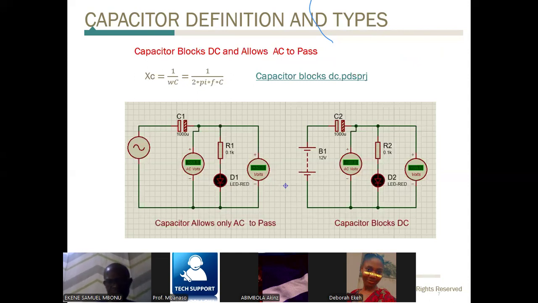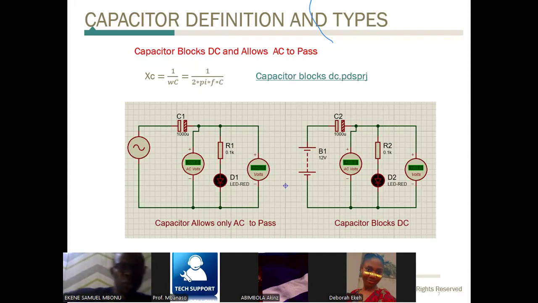A capacitor blocks DC and allows AC to pass. Just to confirm that you are still with me, can somebody read this equation? I said XC is equal to 1 over WC, which is equal to 1 over 2 times pi times F times C.